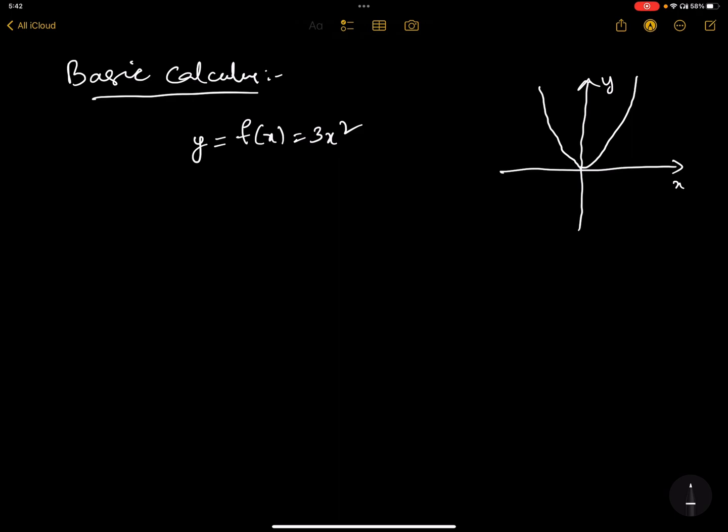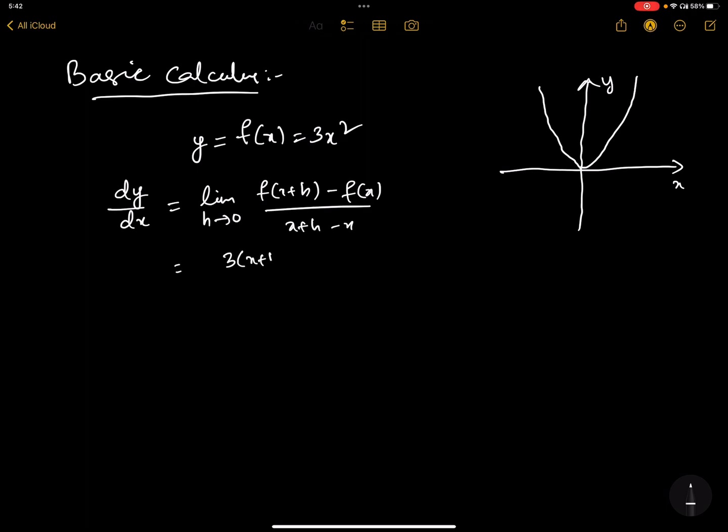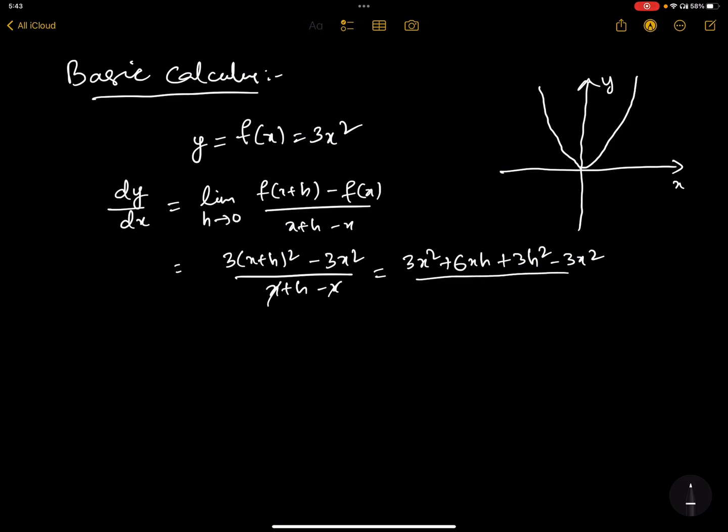Now we have to find the derivative, or slope, of that function at any particular point. It is denoted by dy/dx, and by definition the derivative is the limit as h tends to 0 of (f(x+h) - f(x)) / ((x+h) - x). In this example, it is (3(x+h)² - 3x²) / ((x+h) - x), which gives (3x² + 6xh + 3h² - 3x²) / h.